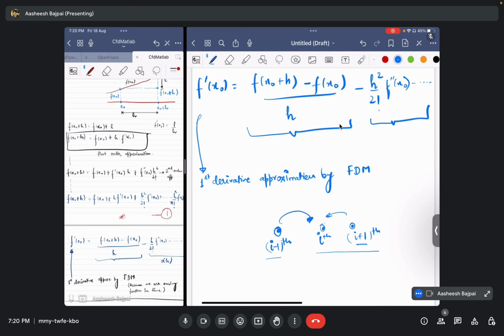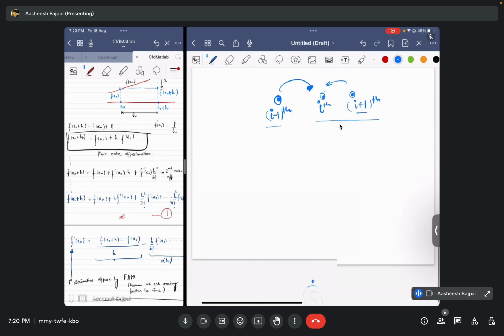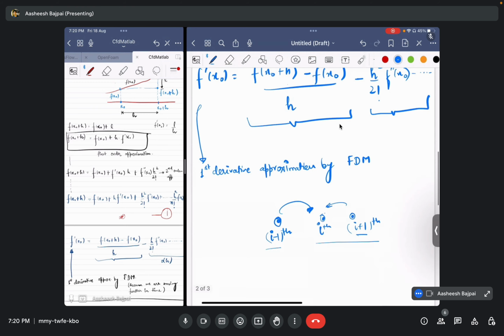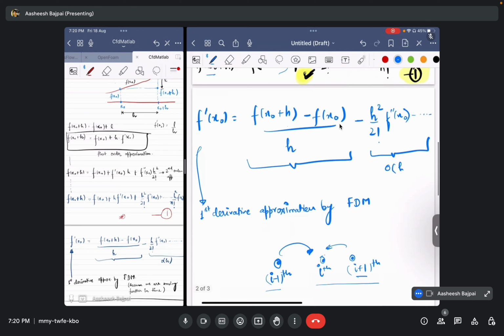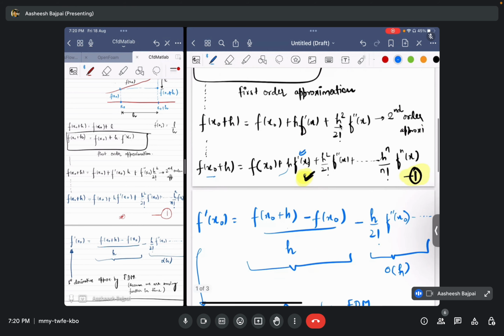Okay, so now let's go for the backward difference method. The error is of order h, since h is divided. Till this point I think everybody knows this is the basic Taylor series expansion. Do you have any questions?